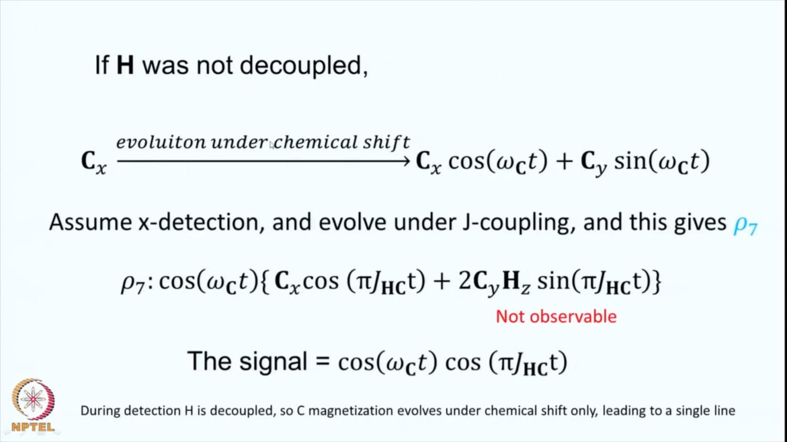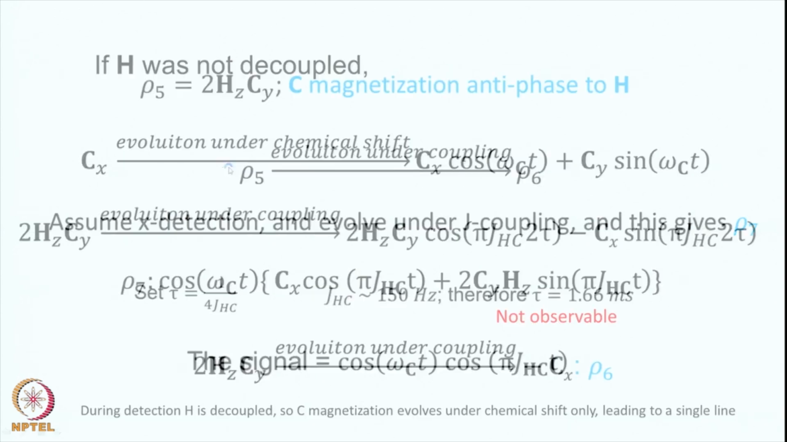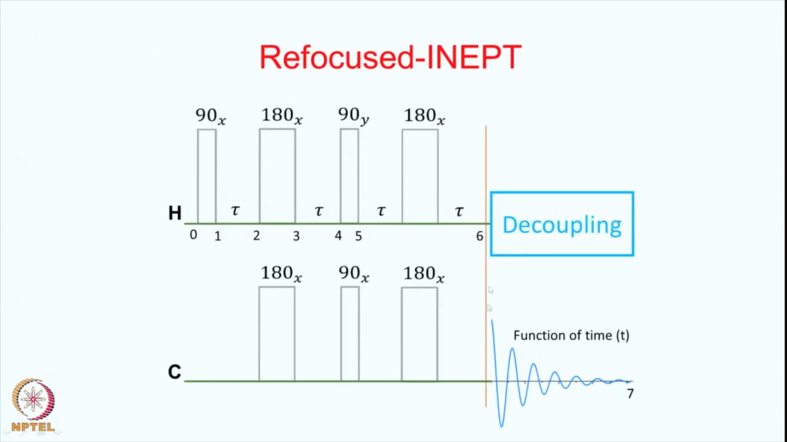Now suppose the proton was not decoupled, okay. Suppose the proton was not decoupled, now Cx will evolve under chemical shift as well as coupling during the detection period, right. So now we are considering what happens during the detection period. Rho 6 was at the end of the spin echo, right. Now this will evolve under the coupling, right. This is the rho 6, the rho 6 was here, there is no pulse applied here. So this will evolve during the t2 period, it will evolve under the influence of the chemical shift and the coupling, and depending upon what you do.